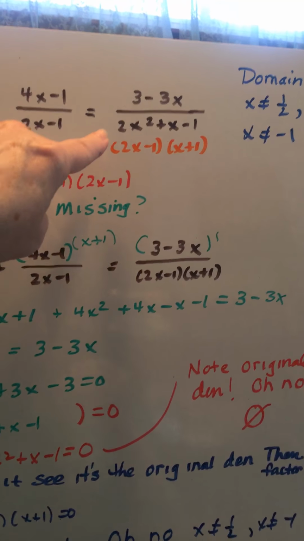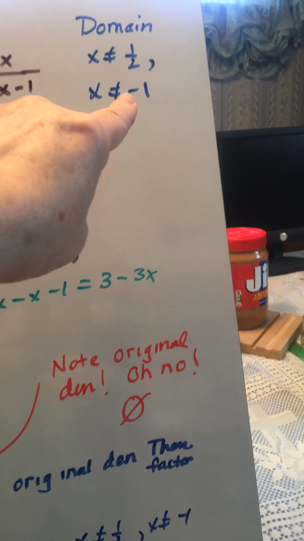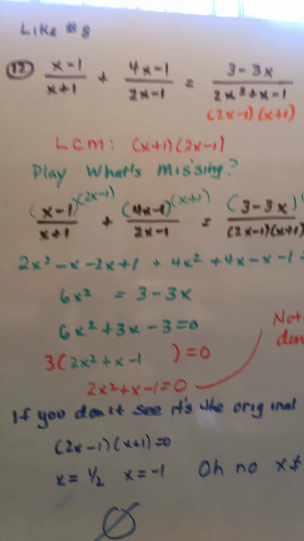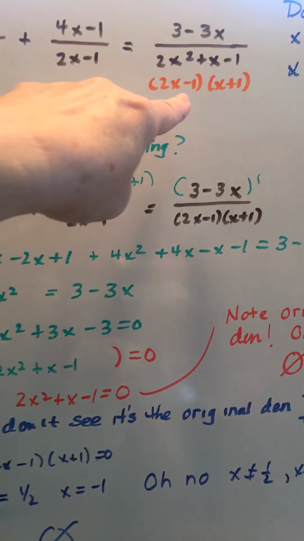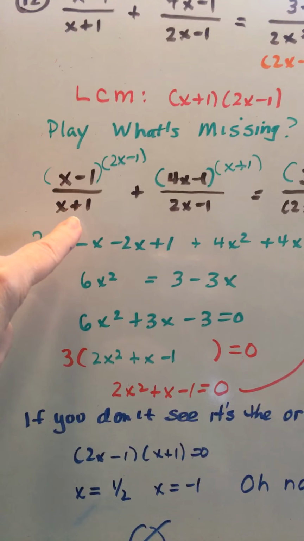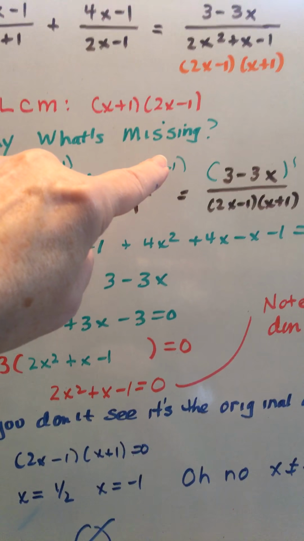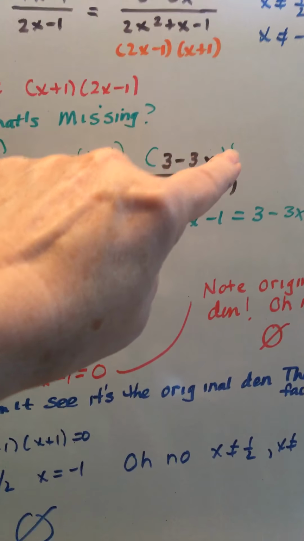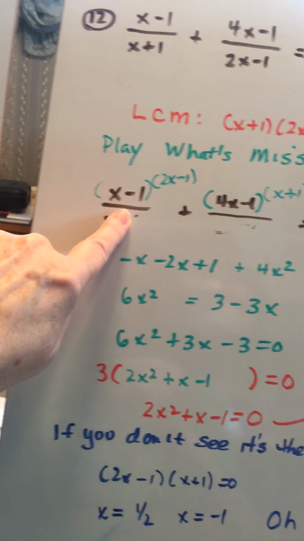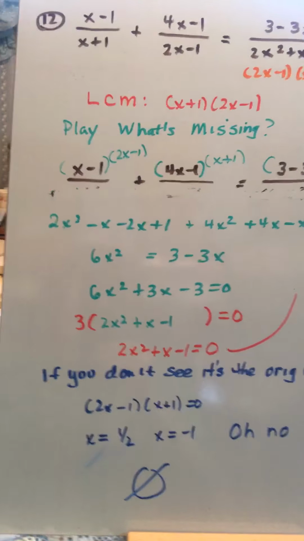I go ahead and factor. It will be a combination of these 2. I can't have, what numbers? 1/2 and -1. My lowest common denominator is the one over there. I'm going to play what's missing. X plus 1 needs 2x minus 1. 2x minus 1 needs x plus 1. This turkey just needs 1, and technically you have multiplied, you have reduced, and this is what's left.